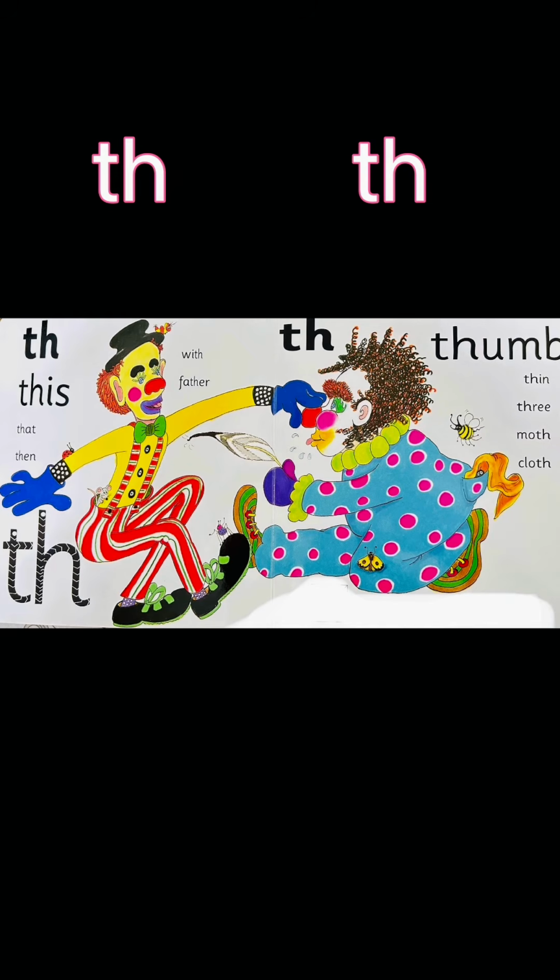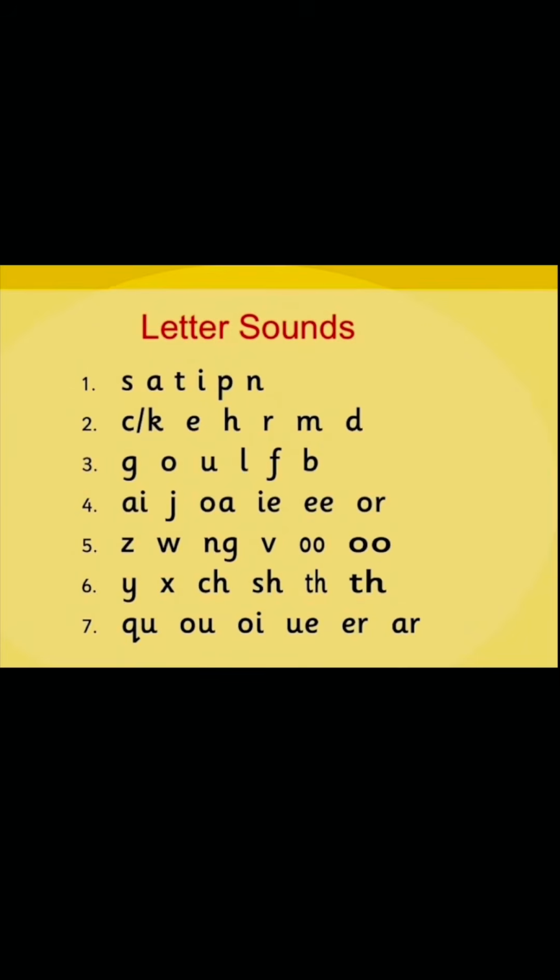TH has two sounds, voiced and unvoiced. For action, pretend to be naughty clowns and stick out tongue a little for the TH. The, th, the, th. The is voiced sound and th is unvoiced sound.